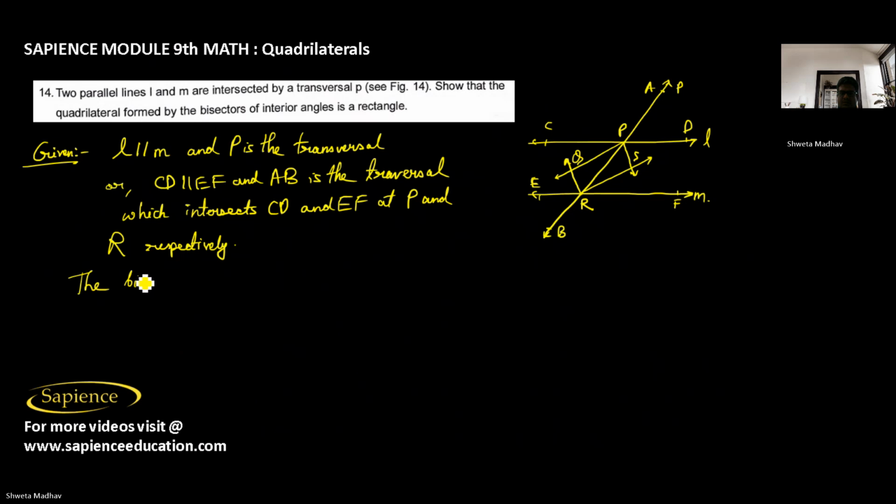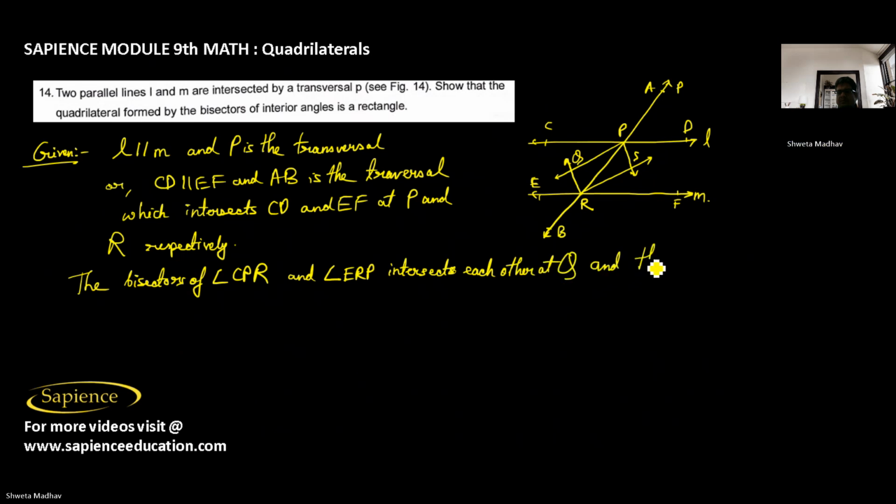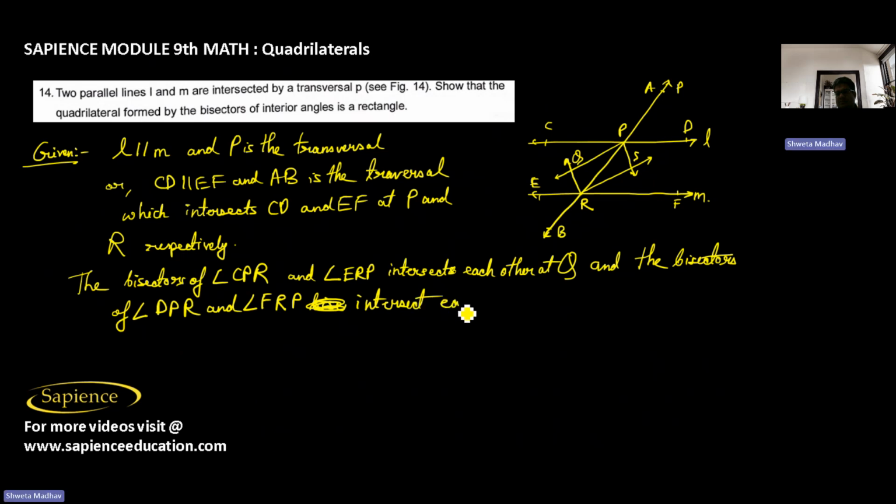Now the bisectors of angle CPR and angle ERP intersect each other at Q, and the bisectors of angle GPR and angle FRP, it is FRP, intersect each other at S.